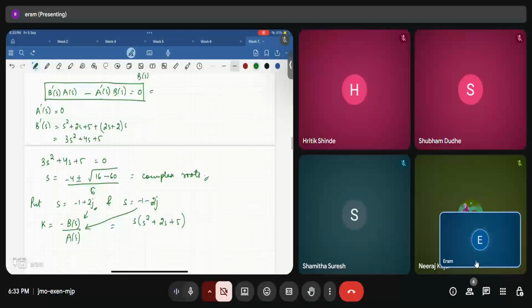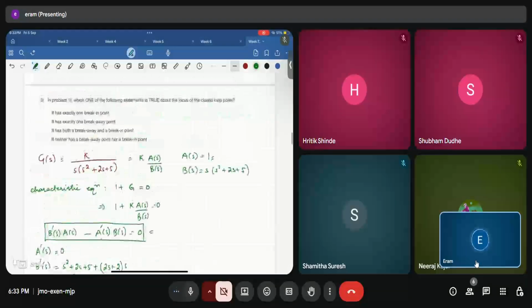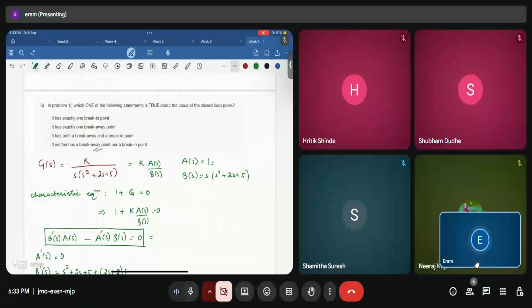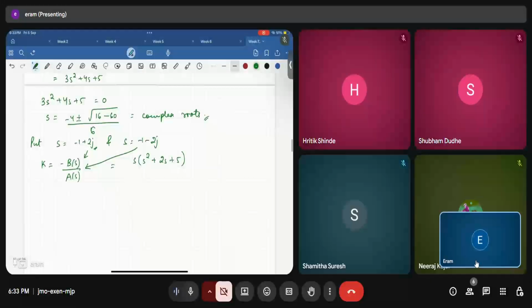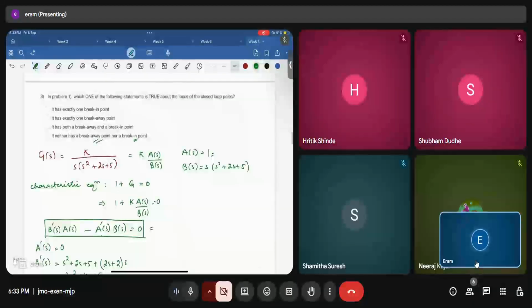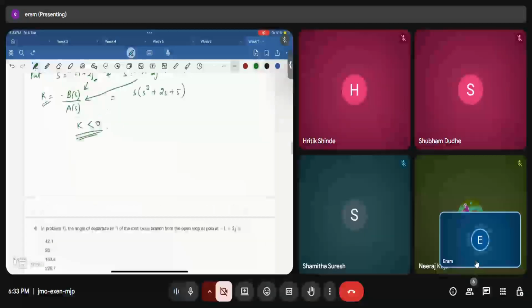So these complex roots mean that we don't have any breakaway or break-in point, right? When you calculate it and you put k, you will not get k as less than 0, right? So what does it mean? It means that it doesn't satisfy our criteria, because in our transfer function k should be negative. So it boils down to the fact that we don't have any breakaway or break-in point. And why am I saying so?